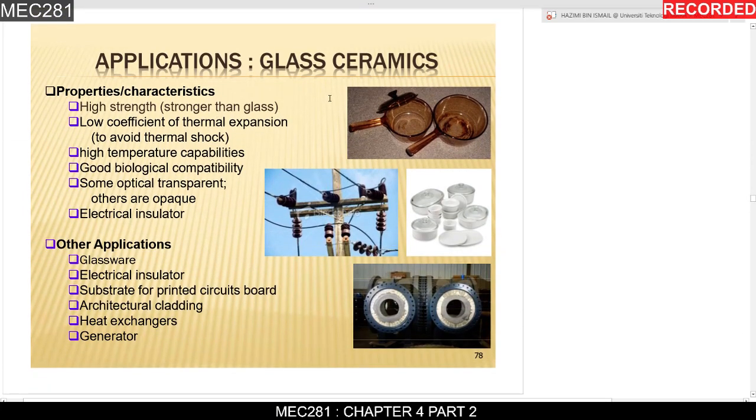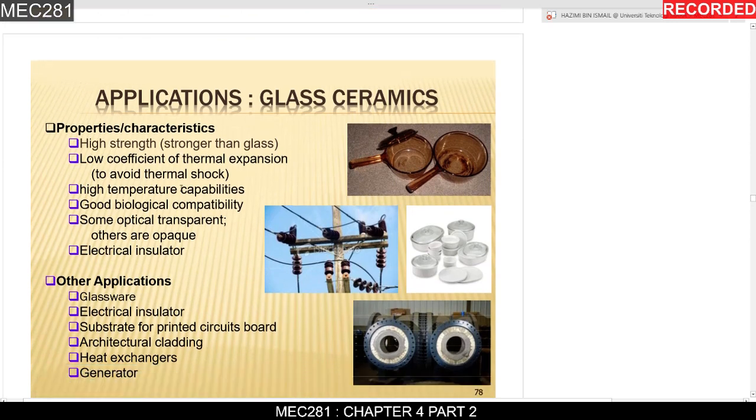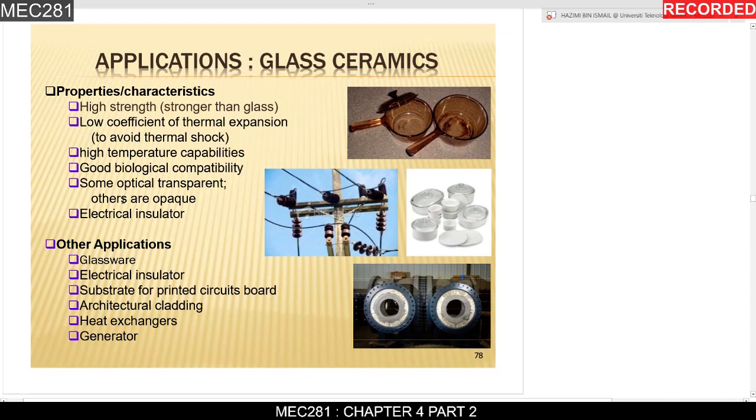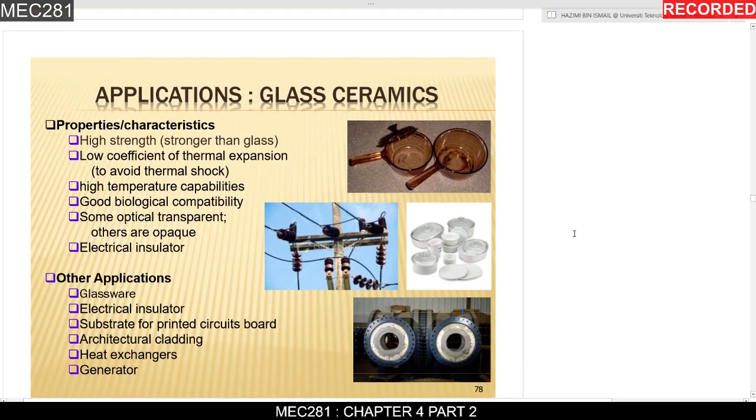Still the slides about the application. Okay, so the properties of glass ceramics, it has high strength, stronger than glass. Okay, what that means, I don't know. Low coefficient of thermal expansion, high temperature capabilities, good biological compatibility. Some optical transparent, others are opaque, and electrical insulator. And other applications are listed here. Okay, so that's all about the glass ceramics.